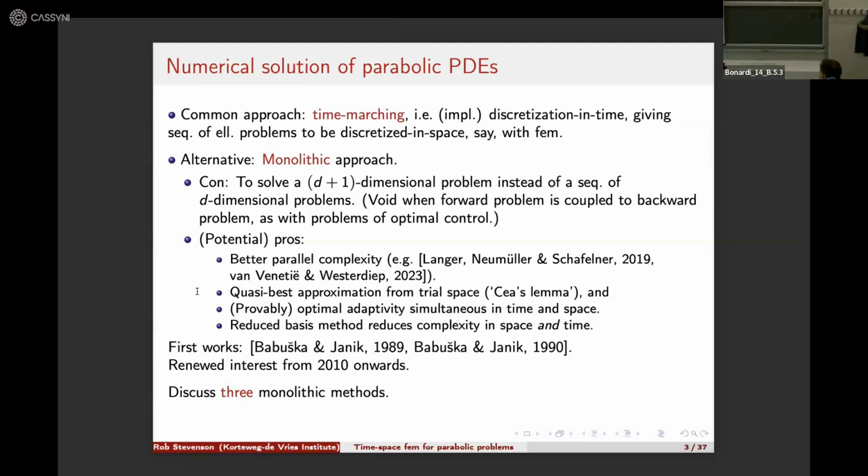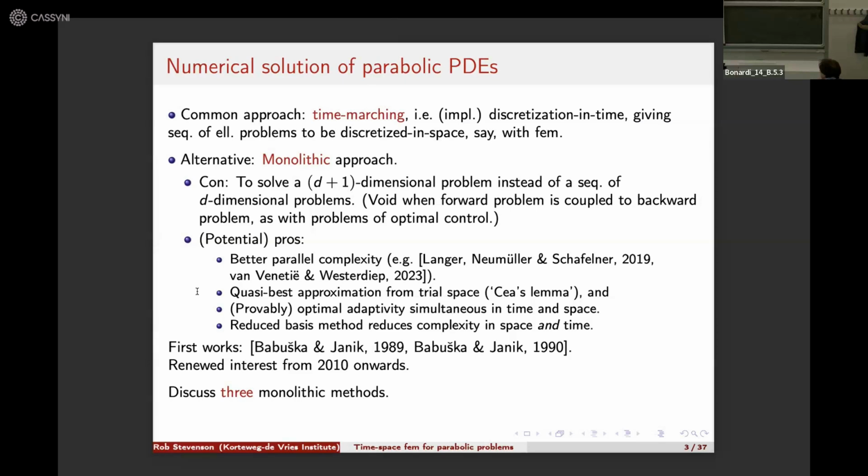Often you are not solving just a parabolic problem, but maybe you do it in the framework of an optimal control problem, and then your forward problem is coupled with a backward problem, so the advantage of time marching, that at each step you only have to solve a simple elliptic problem, vanishes, because everything will be coupled. Okay, so for optimal control problems, this is not a real disadvantage of the monolithic approach.